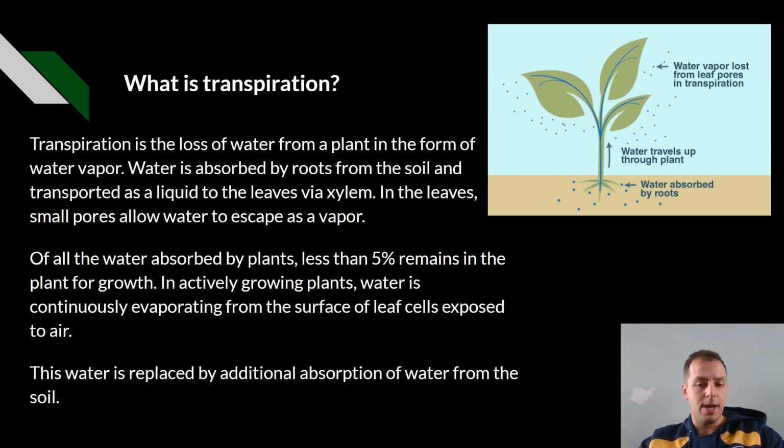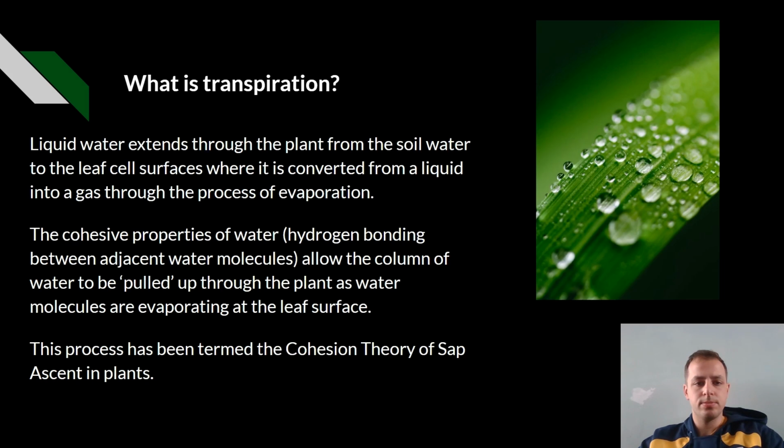In actively growing plants, water is continuously evaporating from the surface of the cells that are exposed to the air. This water is replaced by additional absorption of water from the soil. Liquid water extends through the plant from the soil to the leaf cells, where it is converted from a liquid into a gas through the process of evaporation. The cohesive properties of water allow the column of water to be pulled up through the plant as water molecules are evaporating on the leaf surface at the same time.